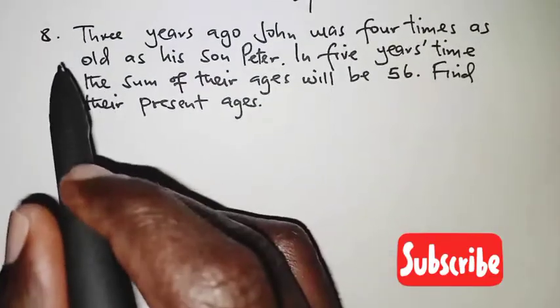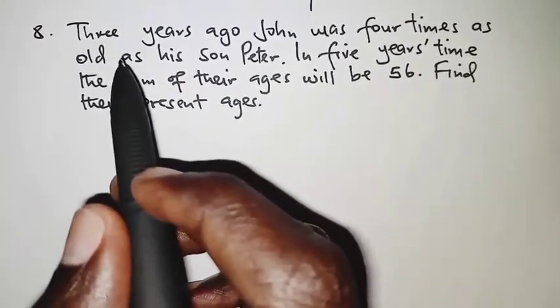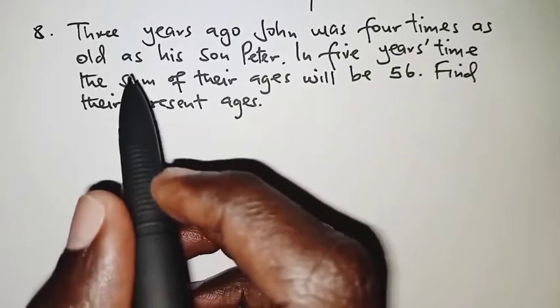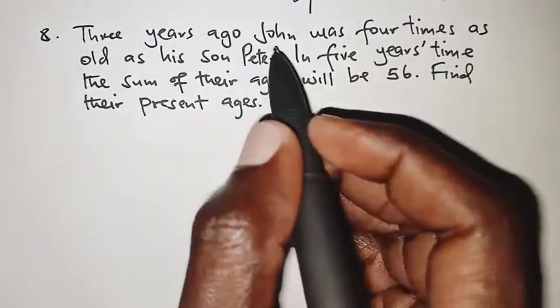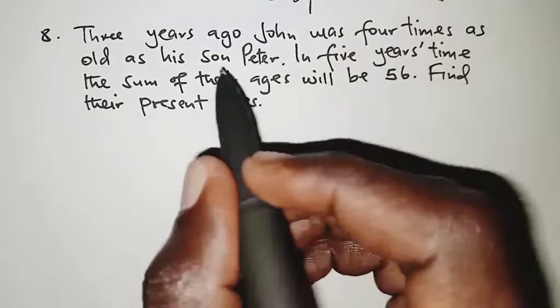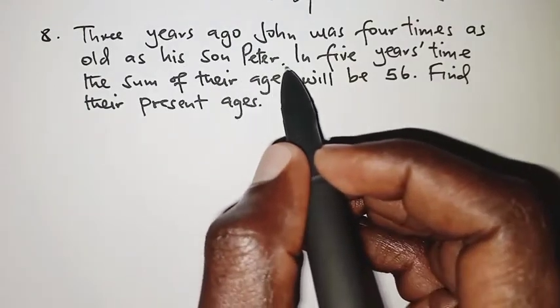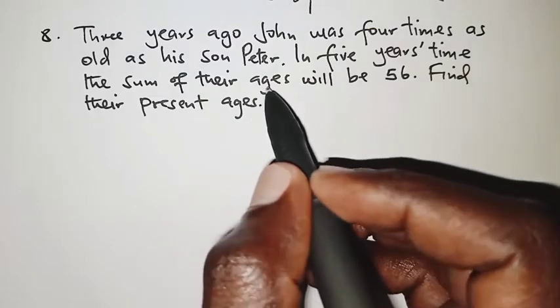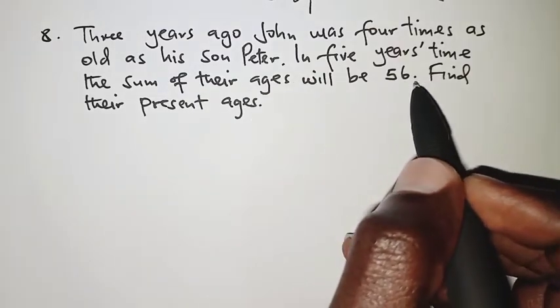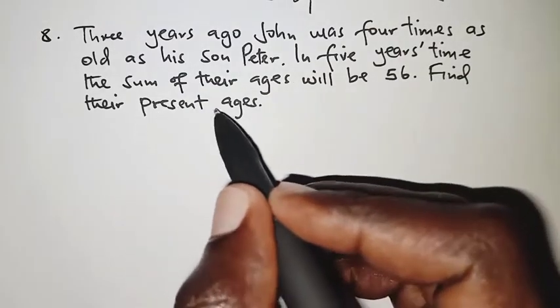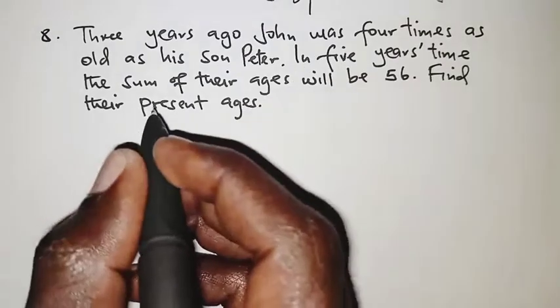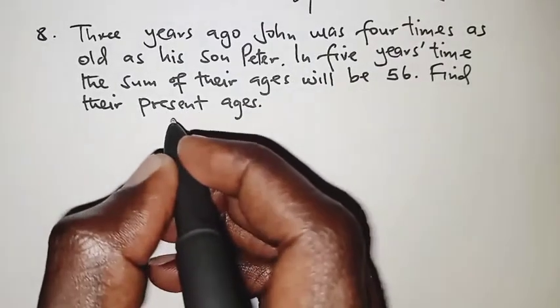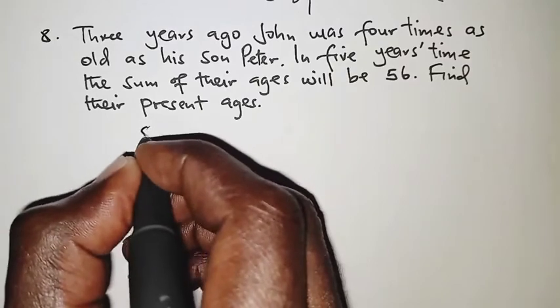Welcome. This is question 8 today, and the question reads: 3 years ago, John was 4 times as old as his son Peter. In 5 years' time, the sum of their ages will be 56. Find their present ages.